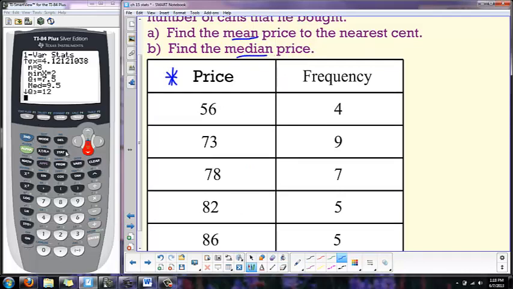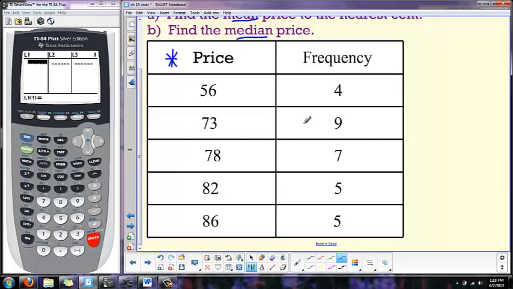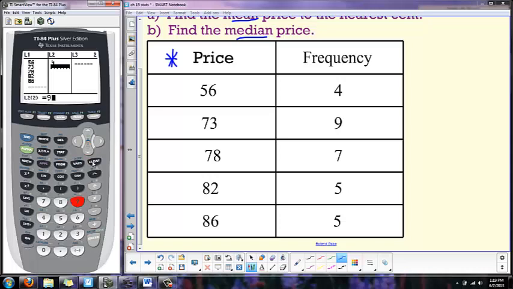Okay? So let's go back to stat, go into our list again, and I have numbers in there right now, so I'm going to clear those out. Now you're going to input your information the exact same way that you see it on the screen. So you're going to go 56, 73, 78, 82, and 86. Those are all the prices of the canned goods that I have. Now the only difference is now I'm going to go over to list 2, and I'm going to list how many of each of those that I have. So I have 4 cans that cost $56 or cents or whatever. I have 9 of these.